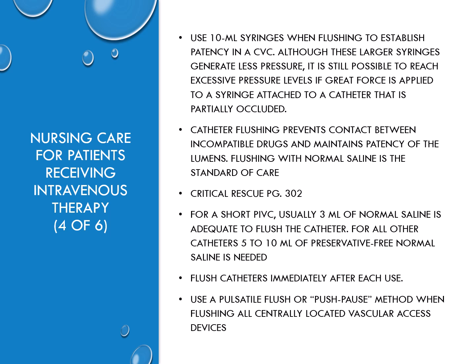Use a 10 milliliter syringe when flushing to establish patency in a CVC. Although these larger syringes generate less pressure, it is still possible to reach excessive pressure levels if great force is applied to a syringe attached to a catheter that is partially occluded. Catheter flushing prevents contact between incompatible drugs and maintains patency of the lumens. Flushing with normal saline is the standard of care.